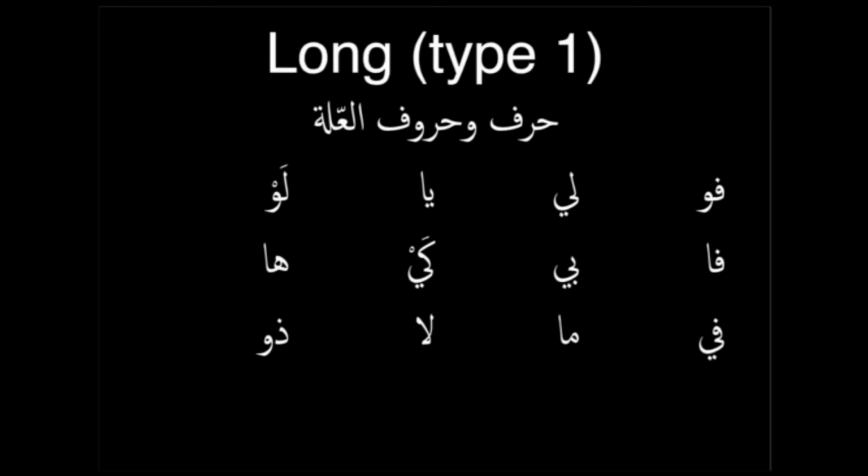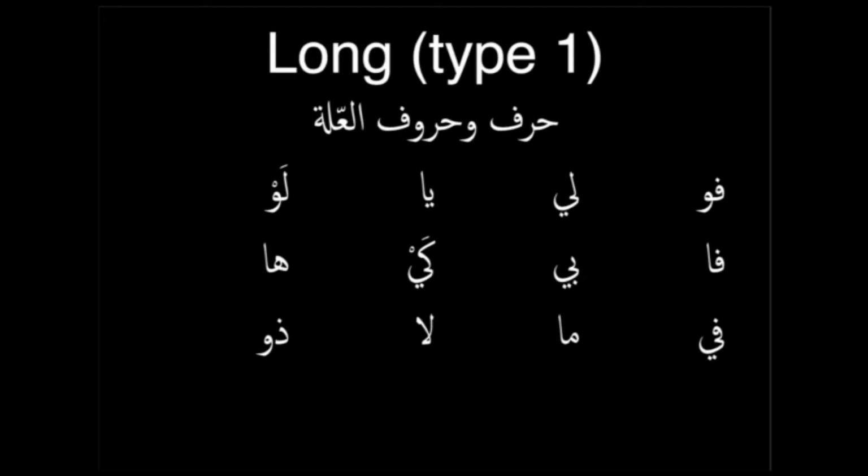So you have fu, fa, you have the preposition fi. You also have prepositions that you use like li and bi, or words you use like ma, ya, kay, la, law, ha, and dhu. These are all pretty typical words in classical Arabic that you'll be familiar with. Even fu, fa, fi, which sounds silly, is actually a word, right? I mean, meaning mouth or whatever.